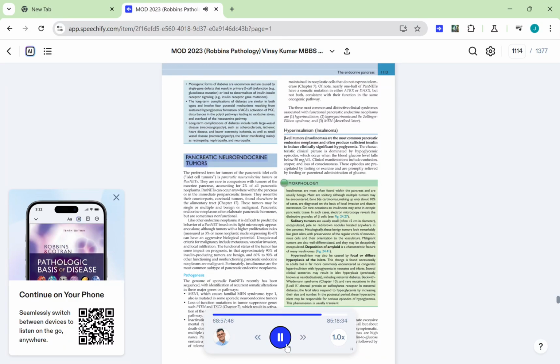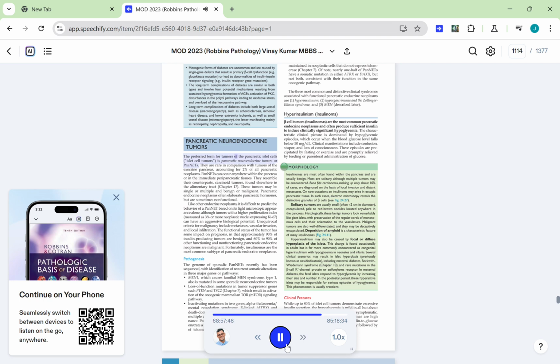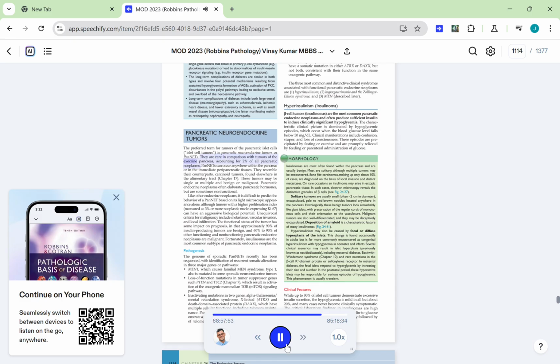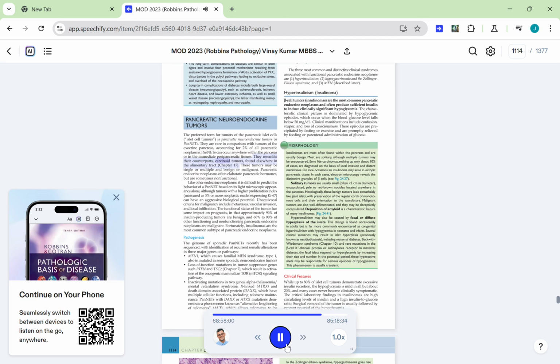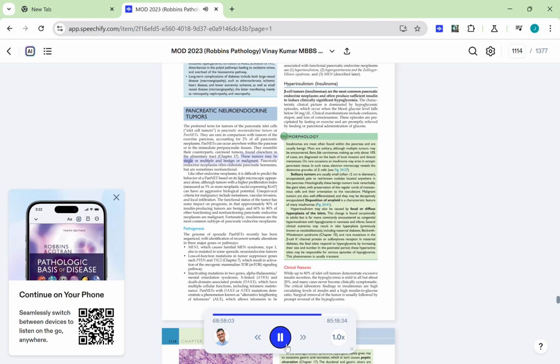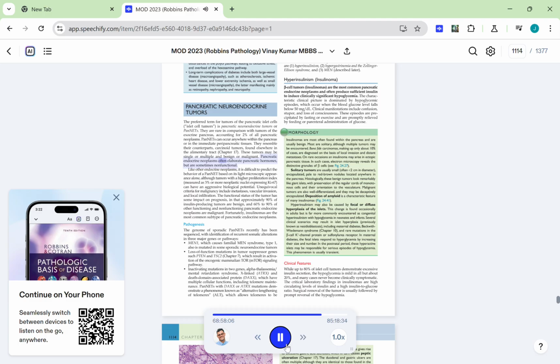Pancreatic neuroendocrine tumors. The preferred term for tumors of the pancreatic islet cells is pancreatic neuroendocrine tumors, or PanNETs. They are rare in comparison with tumors of the exocrine pancreas, accounting for 2% of all pancreatic neoplasms. PanNETs can occur anywhere within the pancreas or in the immediate peripancreatic tissues. They resemble their counterparts, carcinoid tumors, found elsewhere in the alimentary tract. These tumors may be single or multiple and benign or malignant. Pancreatic endocrine neoplasms often elaborate pancreatic hormones but are sometimes non-functional.